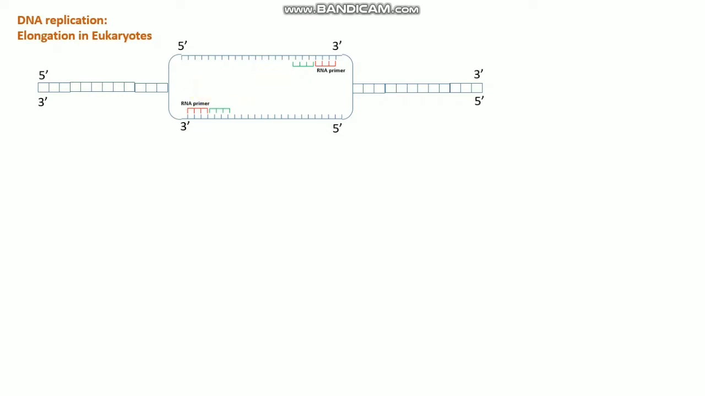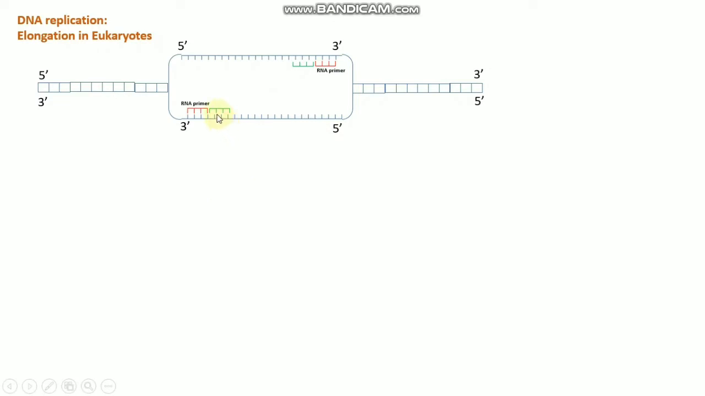Thereafter, the RNA primer is recruited by the primase enzyme, and the RNA primer binds in the 3' region in both strands. Always remember that the RNA primer always binds in the 3' region, and then the DNA polymerase alpha is recruited by the CDC45 protein. Upon binding of the DNA polymerase alpha, the initiation process starts.